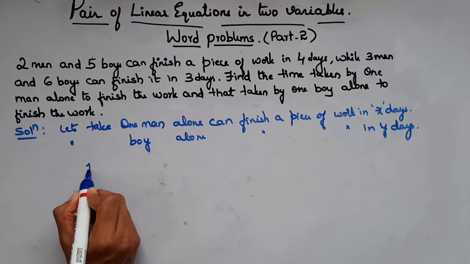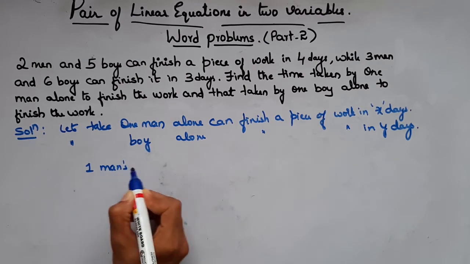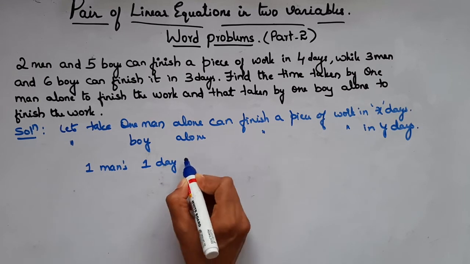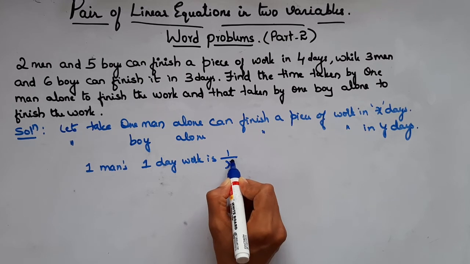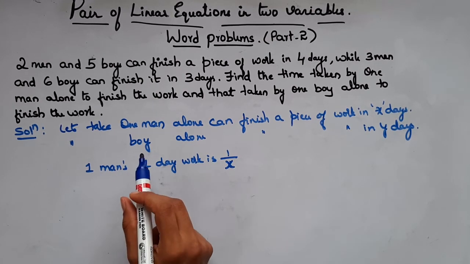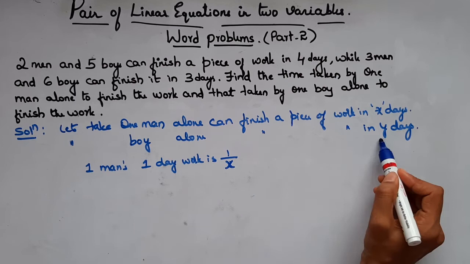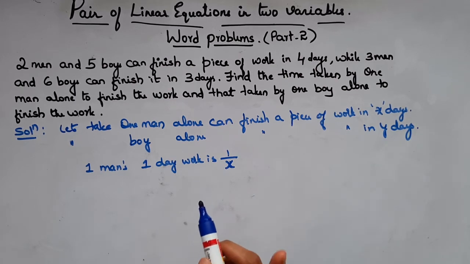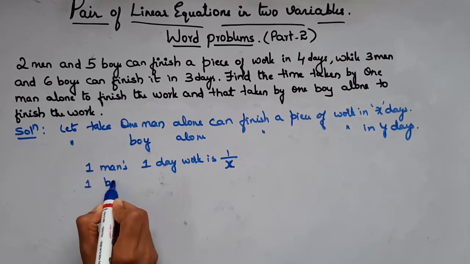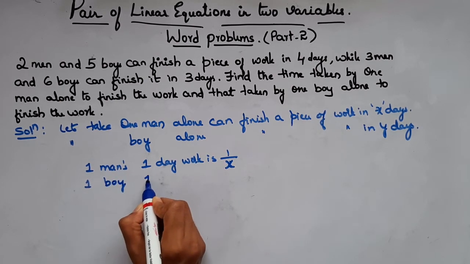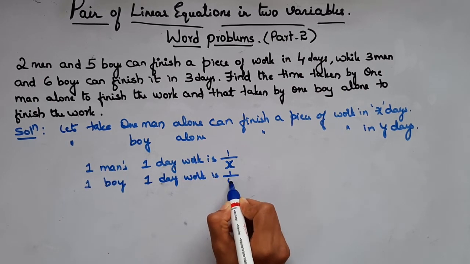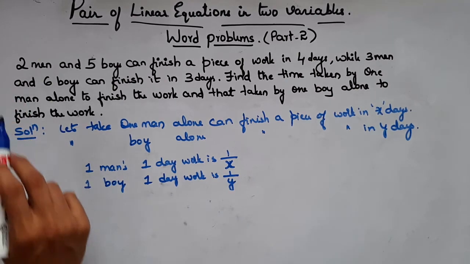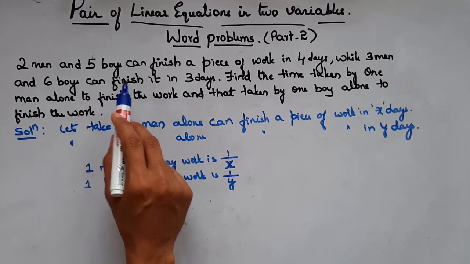So that is one man's one day work is 1 by X, right? Similarly, a boy alone can finish a piece of work in Y days. So that boy's one day work is 1 by Y, right? So one boy's one day work is 1 by Y.